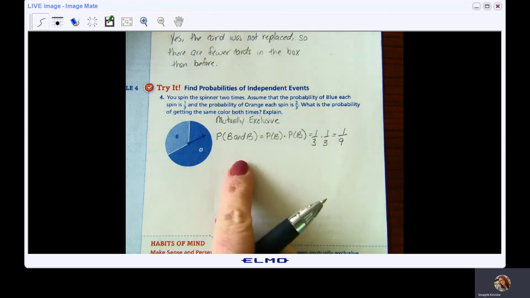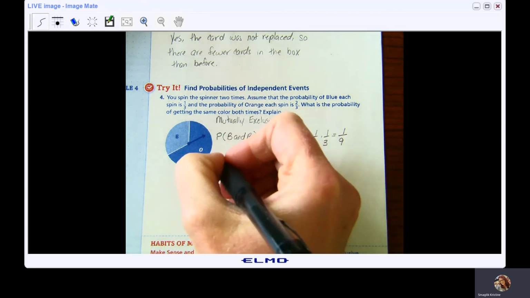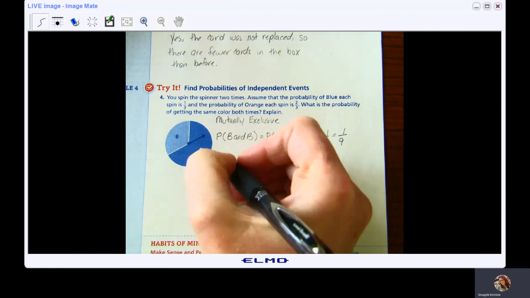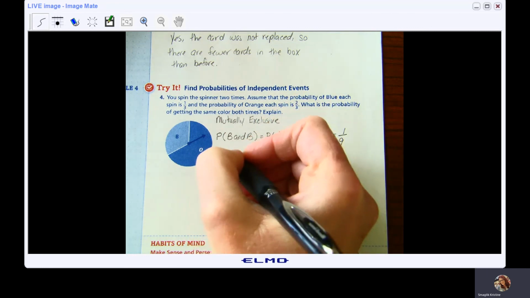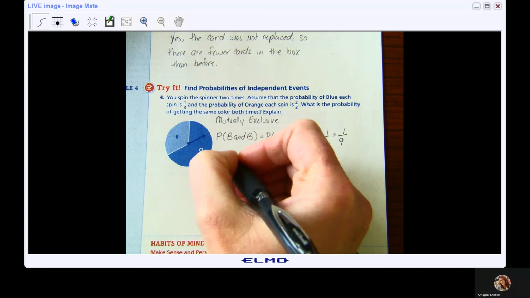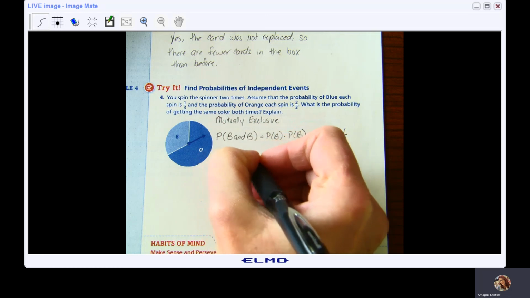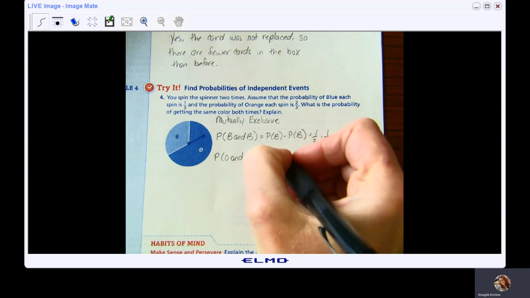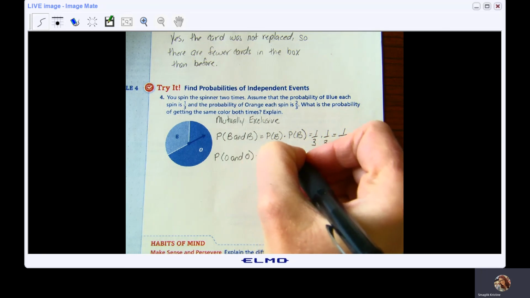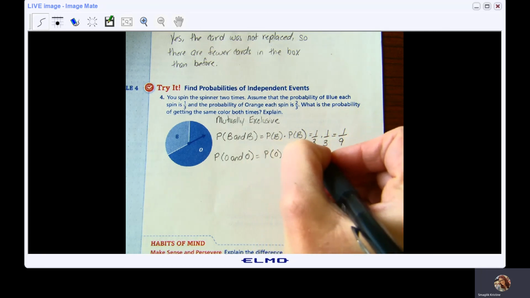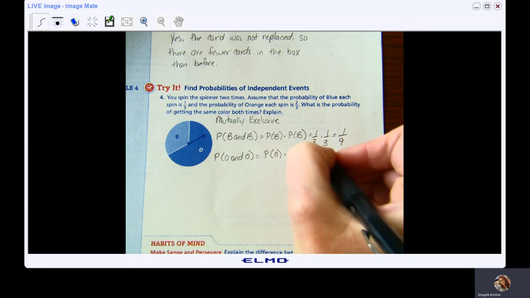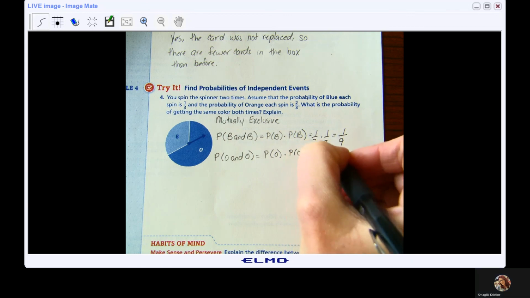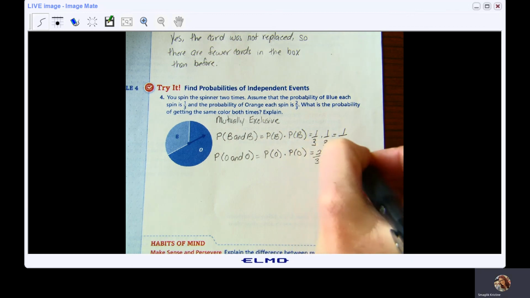Now let's do the probability of spinning orange both times. So the probability of O and O. And again, these are independent events, so I'm going to multiply them. And that probability was 2/3. And so I get 4/9.